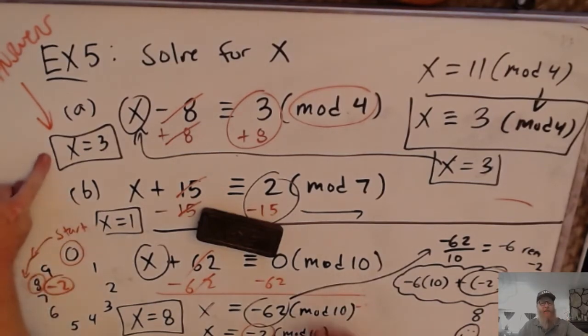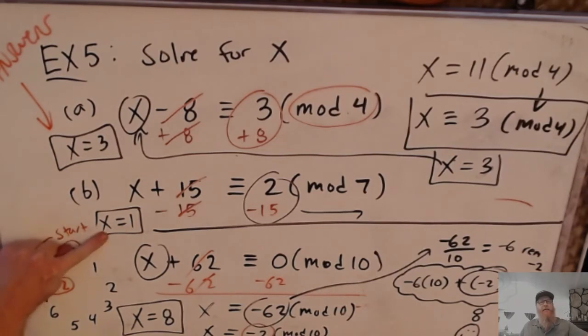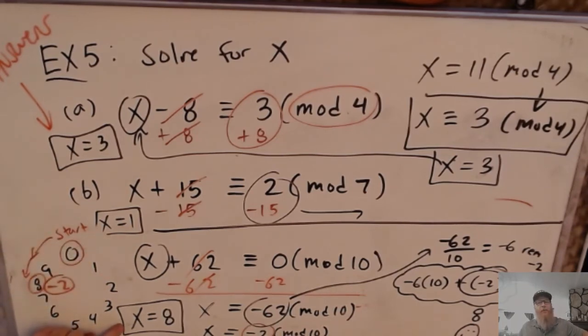So here are your 3 answers. X is equal to 3, x is equal to 1, and x is equal to 8. Or you could also say congruent to that value, because it's not the actual value that we get, it's the congruent value.